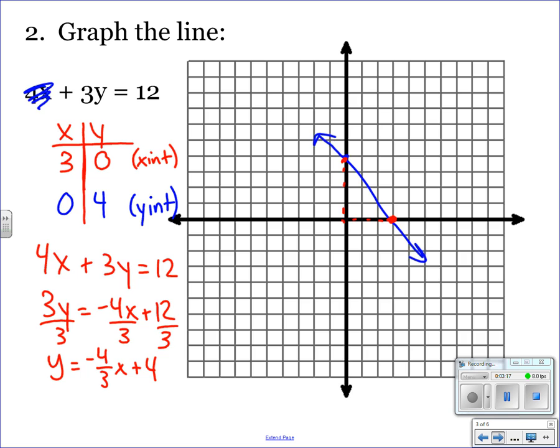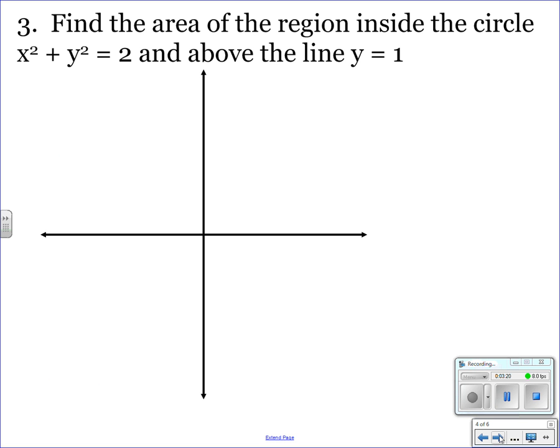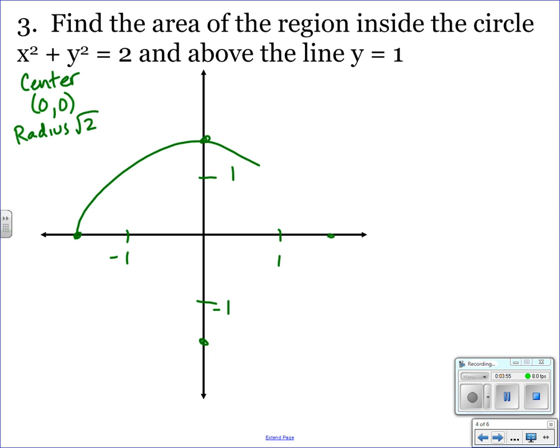Next example. Find the area of the region inside the circle and above the line y equals 1. Well, okay, here our center of our circle is 0, 0. Now be careful, the radius is the square root of 2. So here's 1, square root of 2 is a little bit above 1. So I'm going to put the 4 points down for my circle, just to get a general idea of what it looks like.